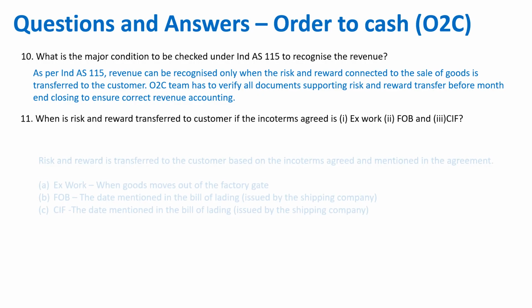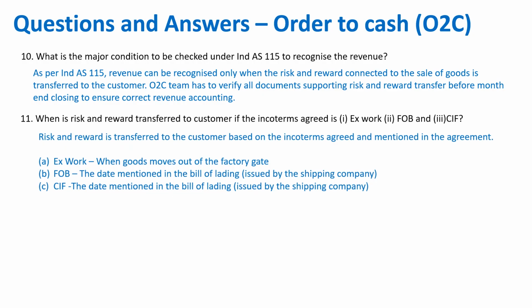So risks and reward is transferred to the customer based on the Incoterms agreed and mentioned in the agreement. In case of EXW, the risks and reward is transferred when goods move out of the factory gate. In case of FOB and CIF, the risks and reward is transferred on the date mentioned in the bill of lading. And the bill of lading is the document which will be issued by the shipping company.